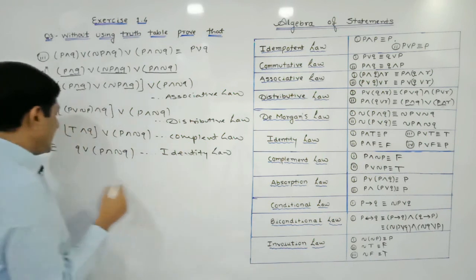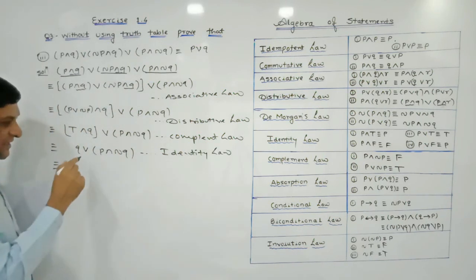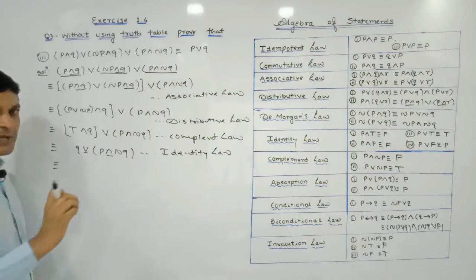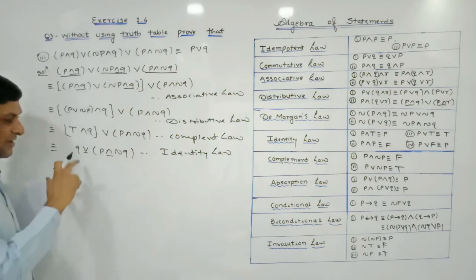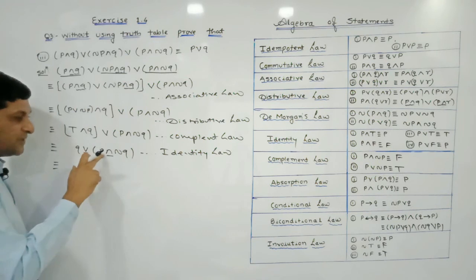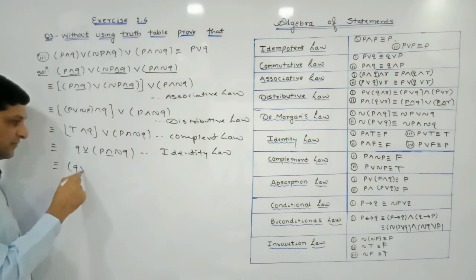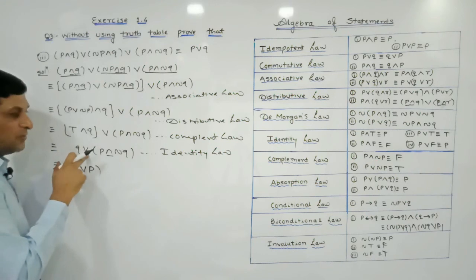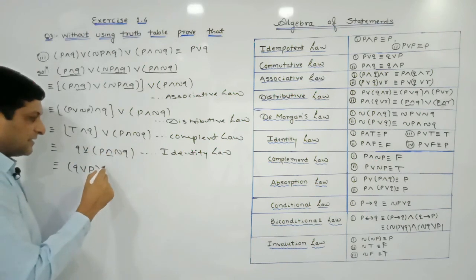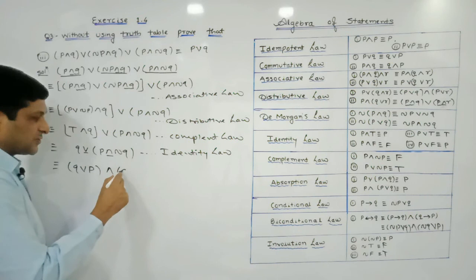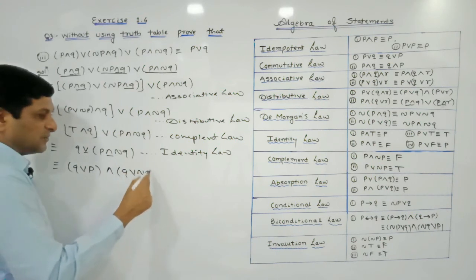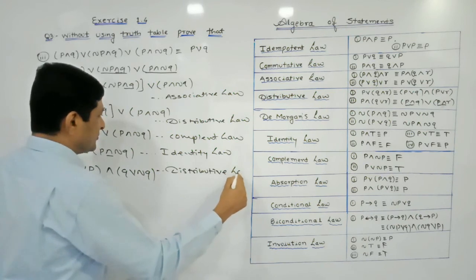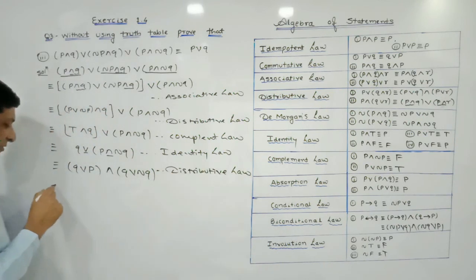Identity law. Lastly, if you observe here, first OR is there and then AND is there. In such cases we are applying the distributive property. First we take OR of Q with the first letter, with P, then take OR of Q with the second letter. Keep the AND as it is, so Q or negation Q. So here we have applied the distributive property, or we can say the distributive law.